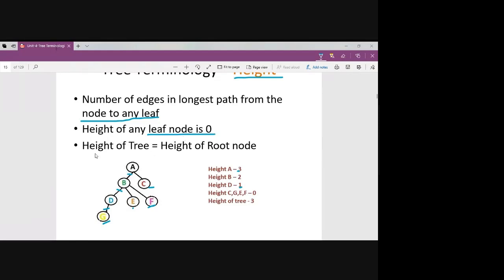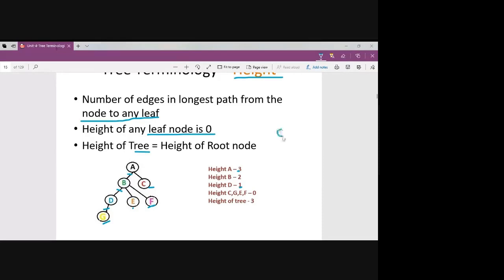And the height of the tree is the height of the root node, because the root node will have the largest height. So if the height of a particular node is being asked, then you can count from that node till the leaf node. But if the height of a tree is being asked, take the highest one. That will be the height of the root node only.